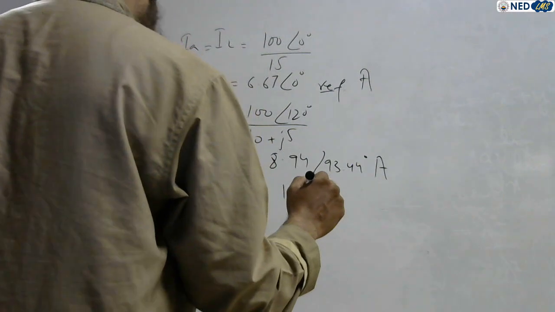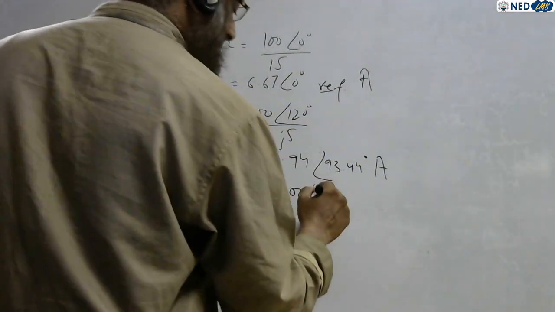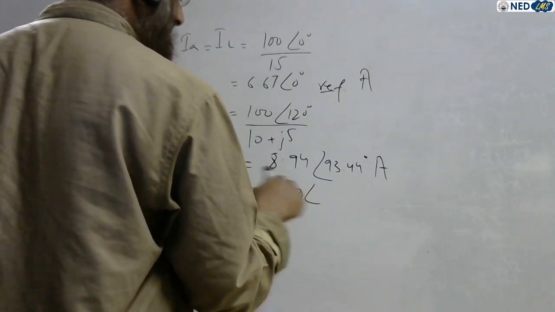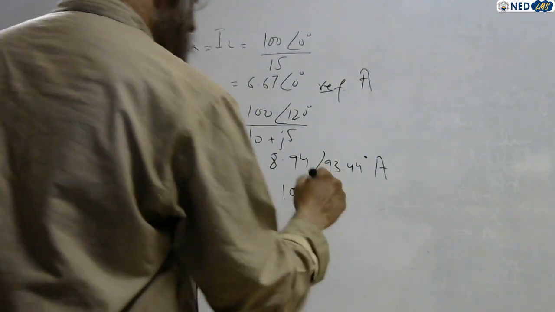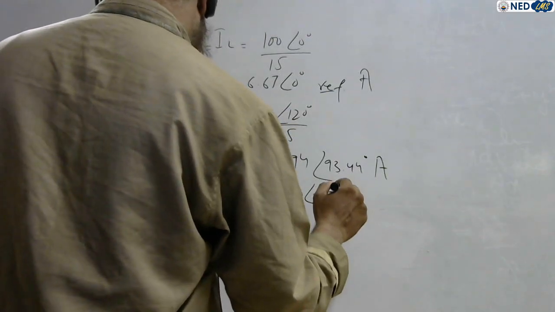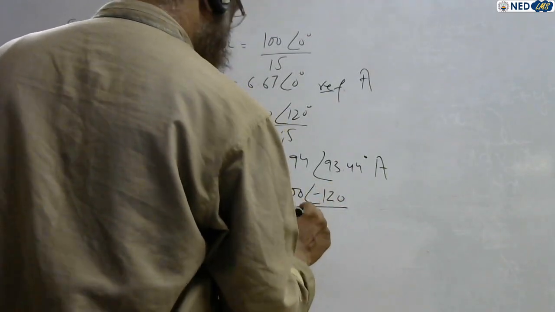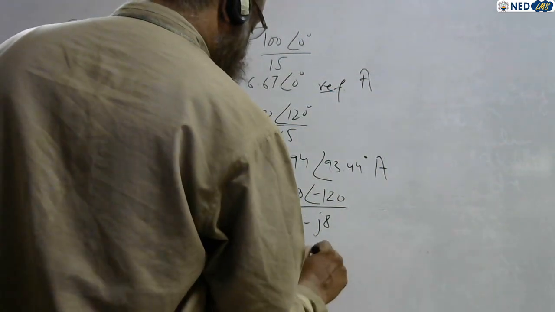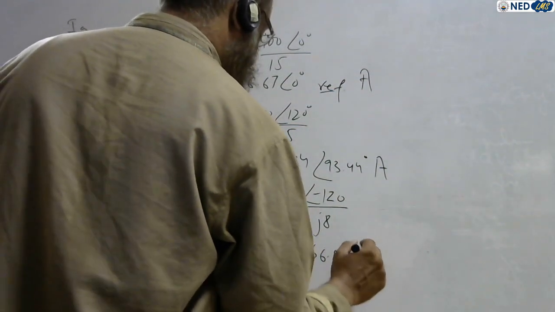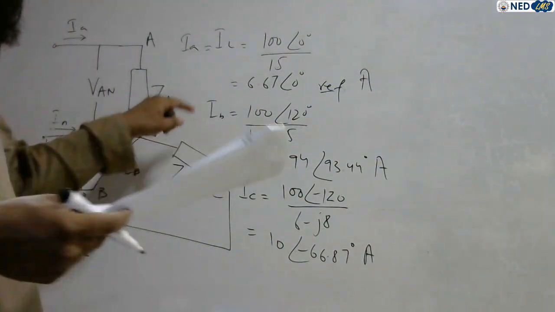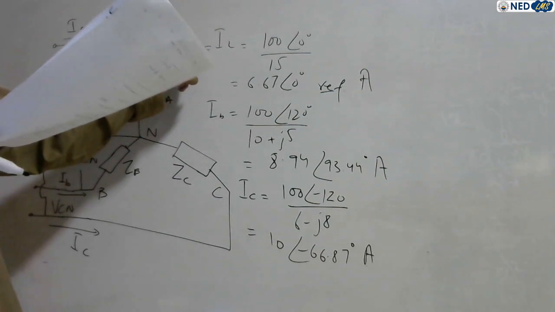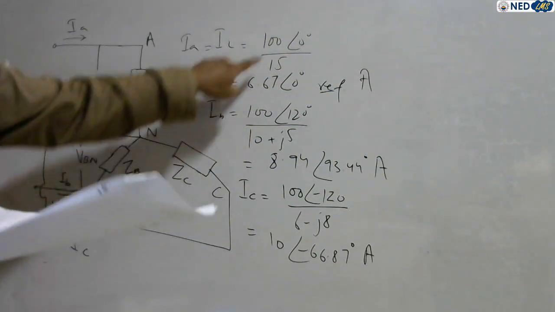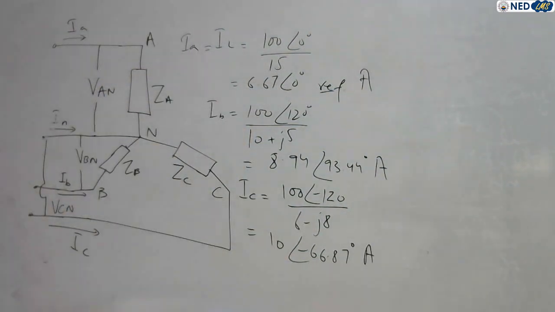For the third phasor, you either take 240 or minus 120, because if you take it with respect to the second, it is 120 apart, and if you take it with respect to the first, it is 240 apart. So the angle is minus 120, and the impedance was 6 minus j8, so it becomes 10 angle minus 66.87 amperes. So the line currents are all different. The line current of line A is 6.67, and the line current of phase B is different. Why? Because the impedance of each line is different. That's why this is unbalanced.